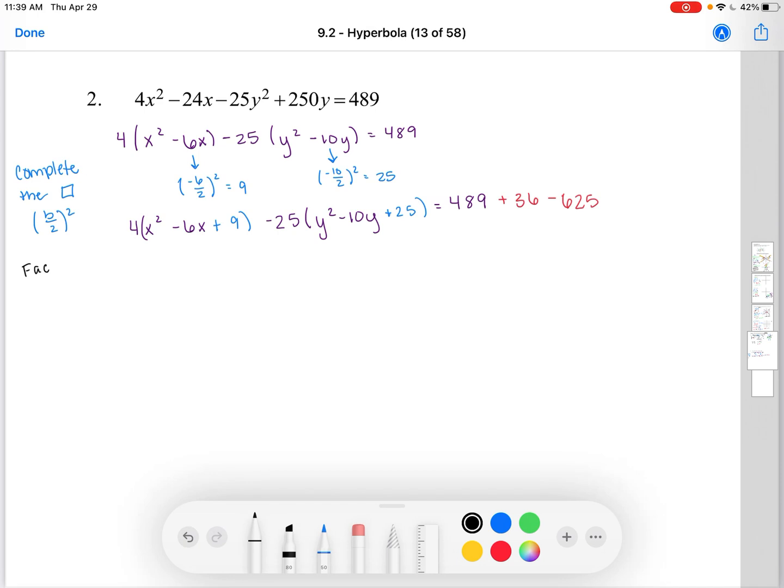Now let's go ahead and factor. The whole reason we did this is so that I could be able to factor. When I factor, I'm going to get 4 on the outside, x minus 3 on the inside squared. There we go, there's the center point for x. Minus 25, y minus 5 squared. And it is now going to equal a negative 100. All right, almost there. I see the center points, I just don't see the true function. So I'm going to divide everything by negative 100.